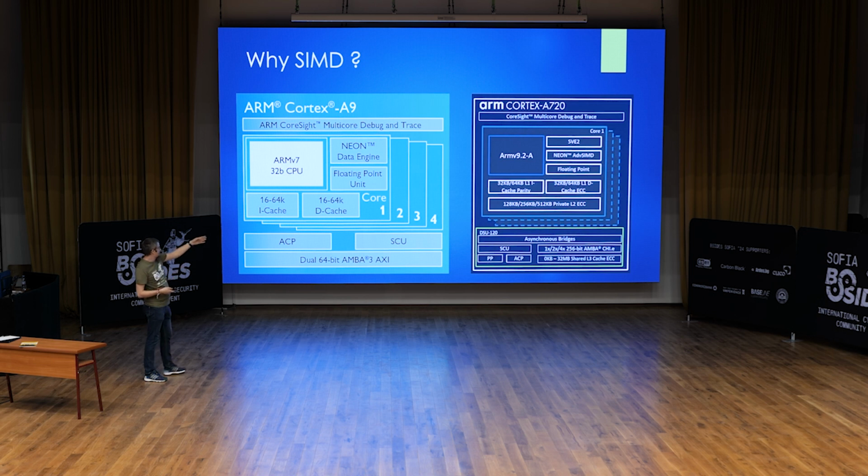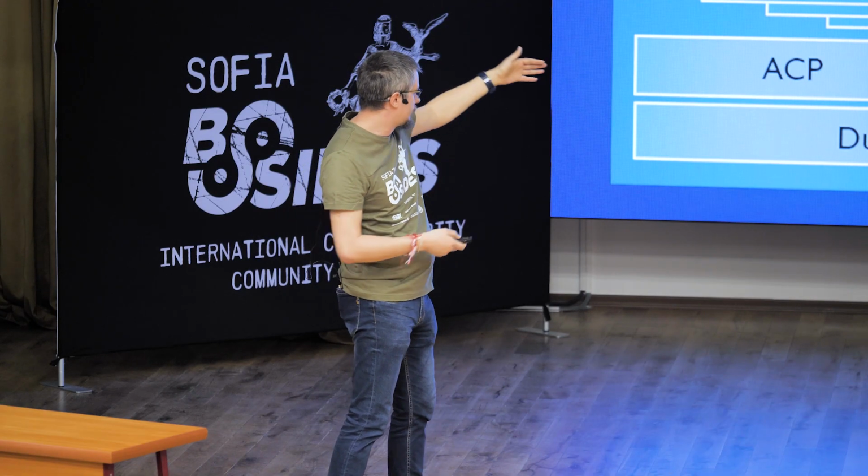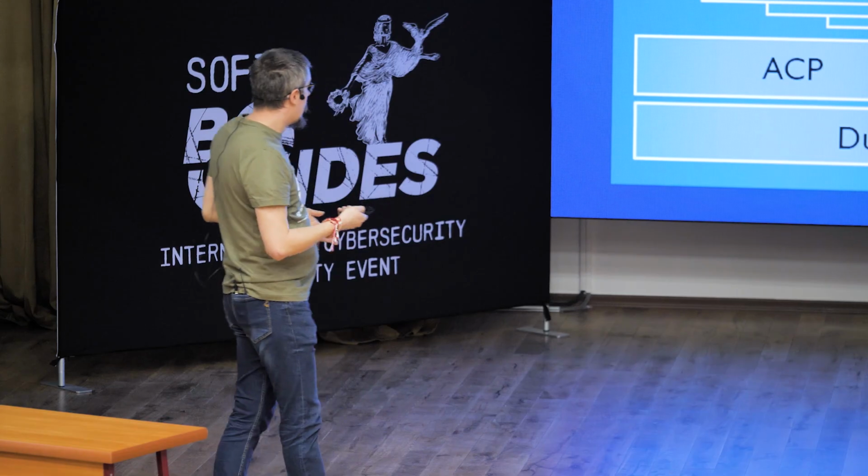The newer generation, Cortex-A720, has almost the same architecture. It has a little bit of extension. Now we work not only with 32-bit, but also with 64-bit. We have bigger memory, additional caching, additional instructions, and so on. But again, we have the same bus, like an asynchronous bridge with some extensions.